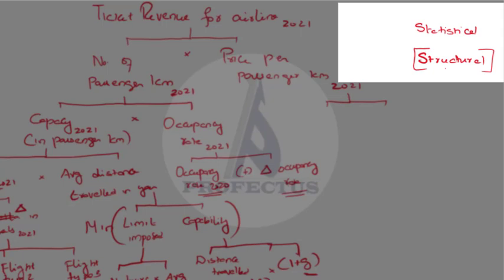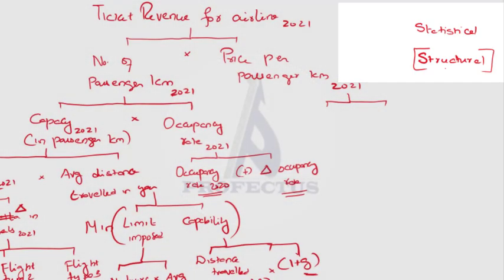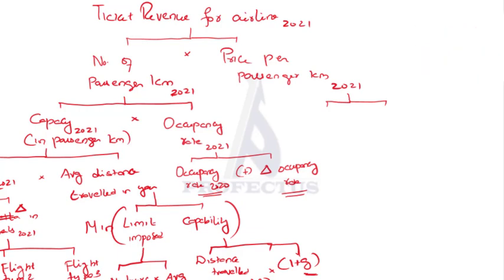Then what we are going to do is study the past and see if we can find a strong relationship between crude oil price and price per passenger kilometer. If we can find it, that's fantastic. Then we'll use that relationship. But if we cannot, then we'll have to use some other relationship. We'll have to explore it.